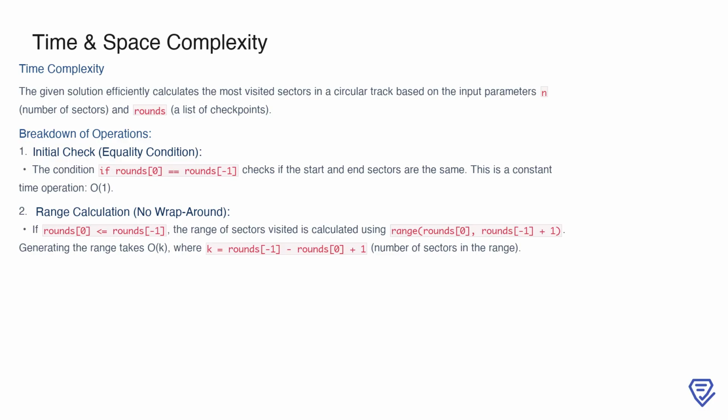Next, we handle the scenario where the path does not wrap around the circular track. In this case, the range of visited sectors is calculated using the range function, spanning from rounds[0] to rounds[-1] + 1. The time required to generate this range depends on the number of sectors included, which is k equals rounds[-1] - rounds[0] + 1. Therefore, this operation takes O(k) time. These two steps form the foundation for analyzing the time complexity of the solution.